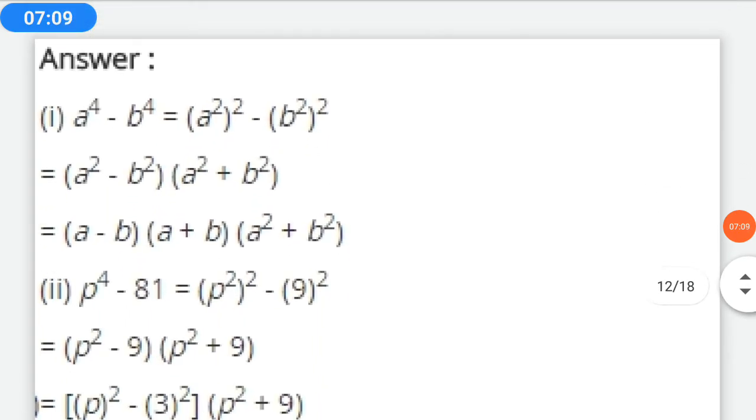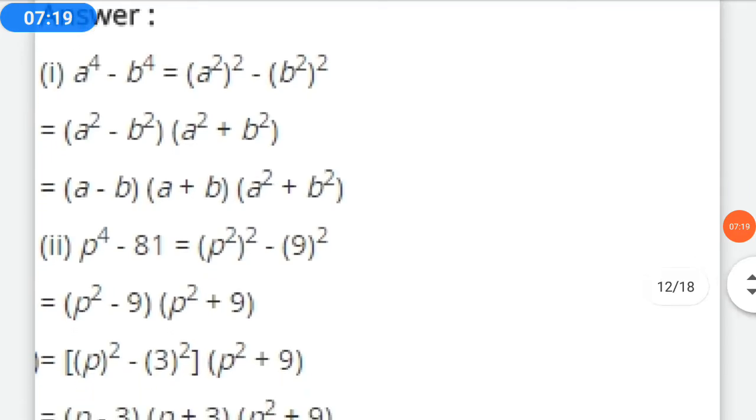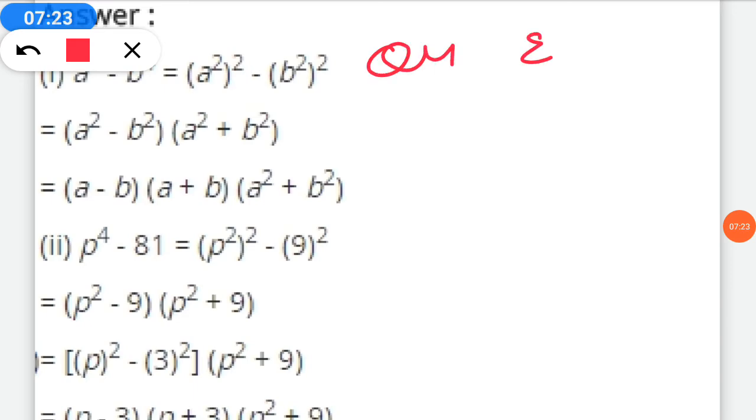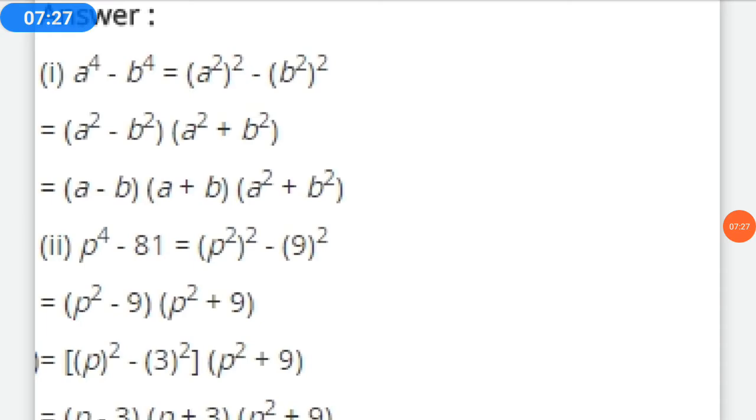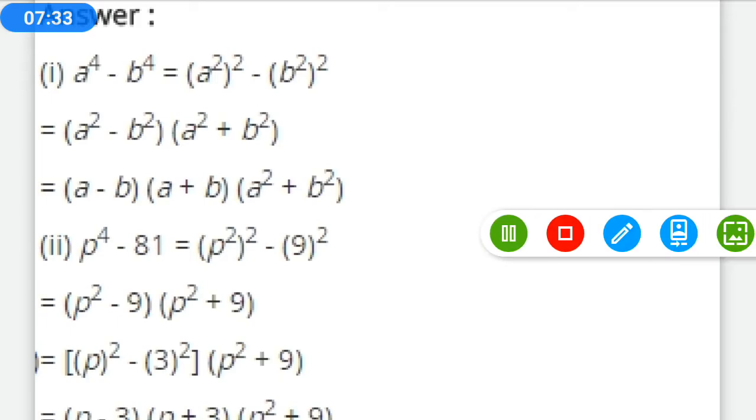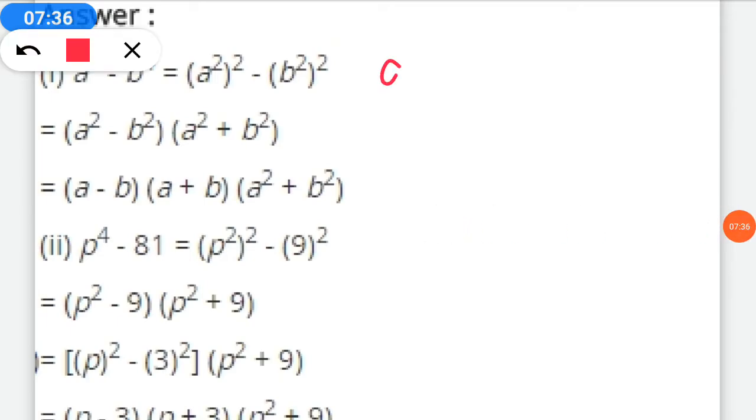Next, here we are having question number 4 from exercise 14.2. The question number 4 says factorize, isn't it? This means we have to do the factorization. So what is the question? Here we are having a⁴ − b⁴.